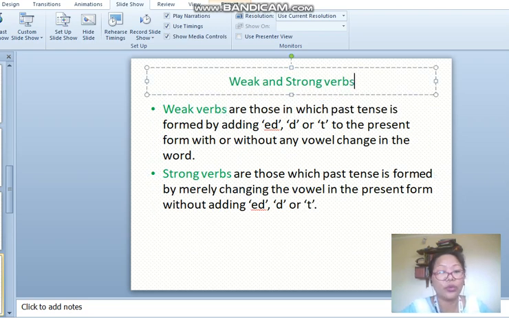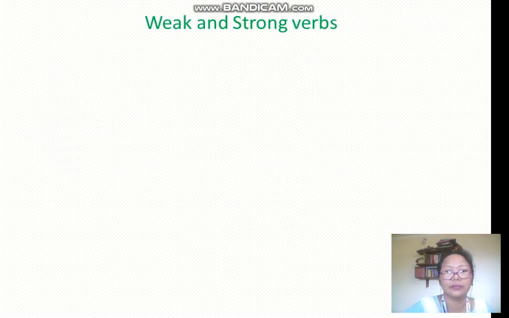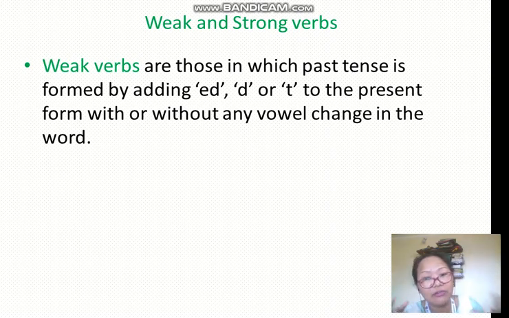Weak verbs are those in which the past tense is formed by adding ed, d or t to the present form of the tense, without making any vowel change in the word. We don't change any vowel sound or letter in the word. We add ed or t or d to the present form of the tense. Those are called weak verbs.